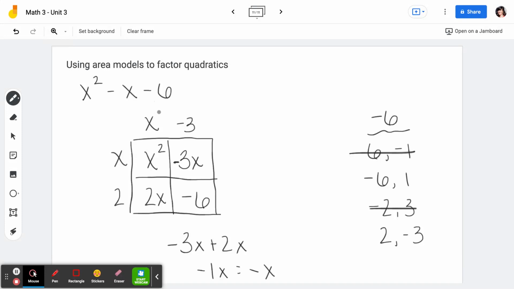So I did it. So what that tells me is that the factored form of x squared minus x minus 6 is the quantity x minus 3 times the quantity x plus 2. You could write this in the opposite order and you would still get the same answer because you were just multiplying these two factors.